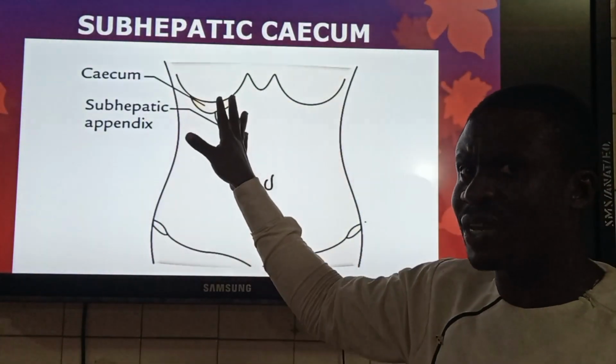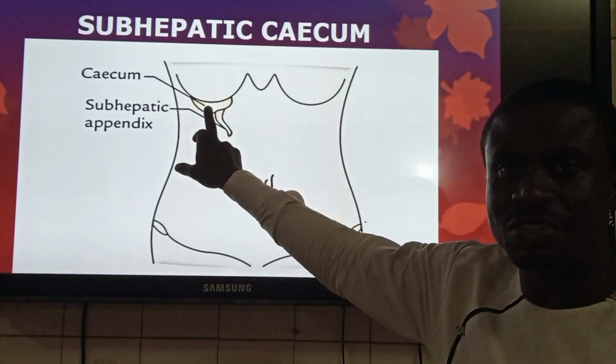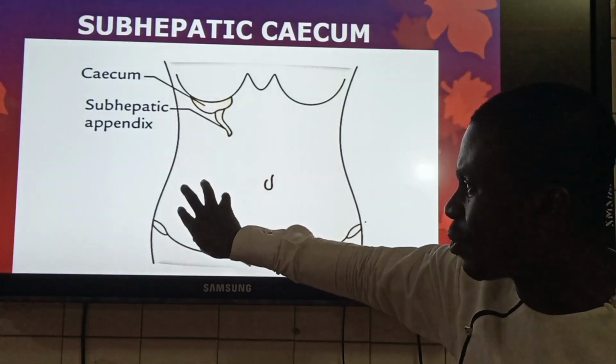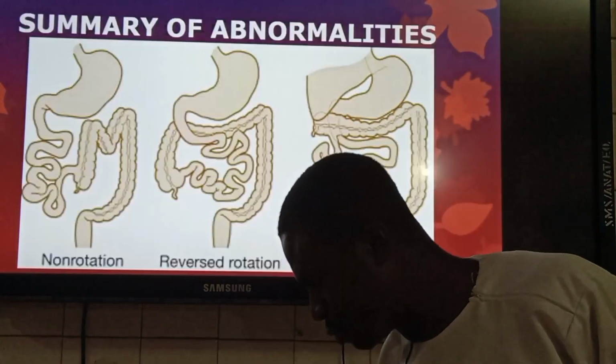So again, showing you the subhepatic cecum. Okay, so that's where we see it. The cecum over here together with the appendix over here. This is the normal position where it's supposed to dwell. Okay, so that's the case that I want you to know.